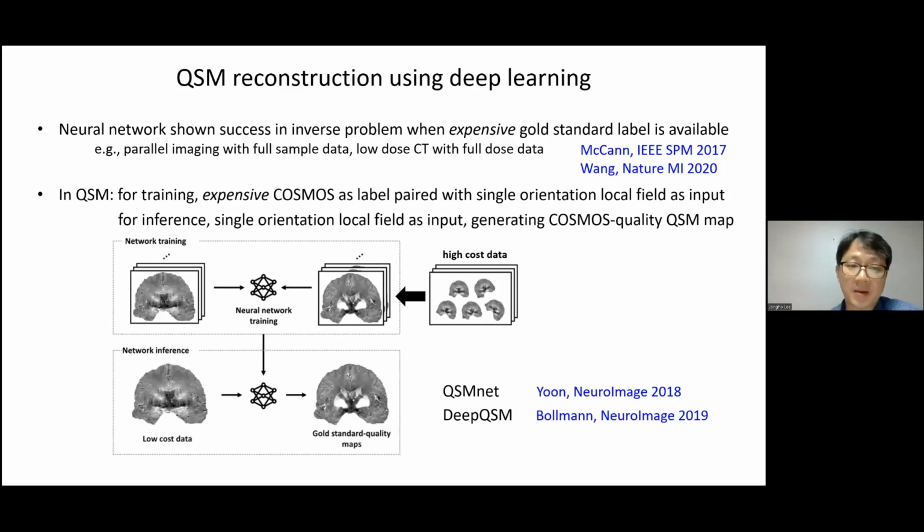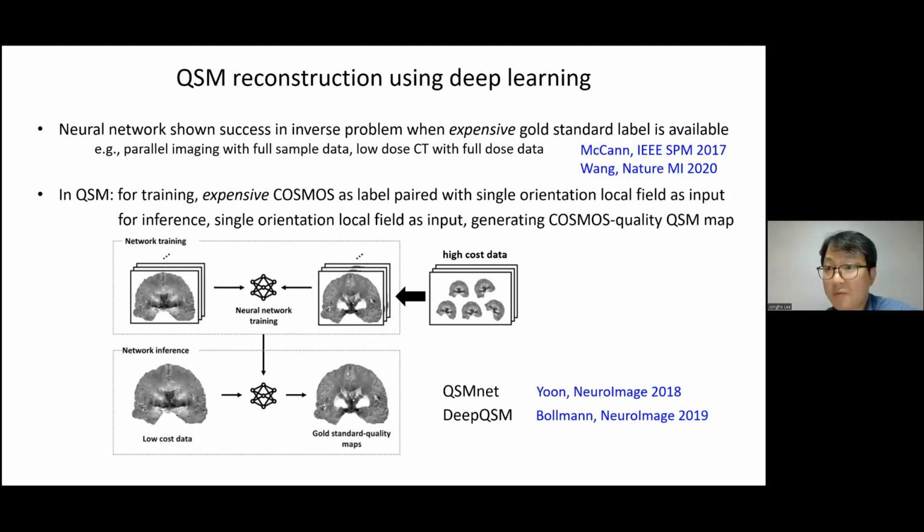So if you think about QSM, as I mentioned before, we have this multi-orientation COSMOS data set that we can use to generate high quality gold standard labels, which we can use to train the network. So single orientation as the input, and COSMOS gold standard as the label, and then we can keep training the neural net so that it learns how to process the single orientation input and generate these gold standard quality maps. And that was done a few years ago in my lab and in other labs as well.